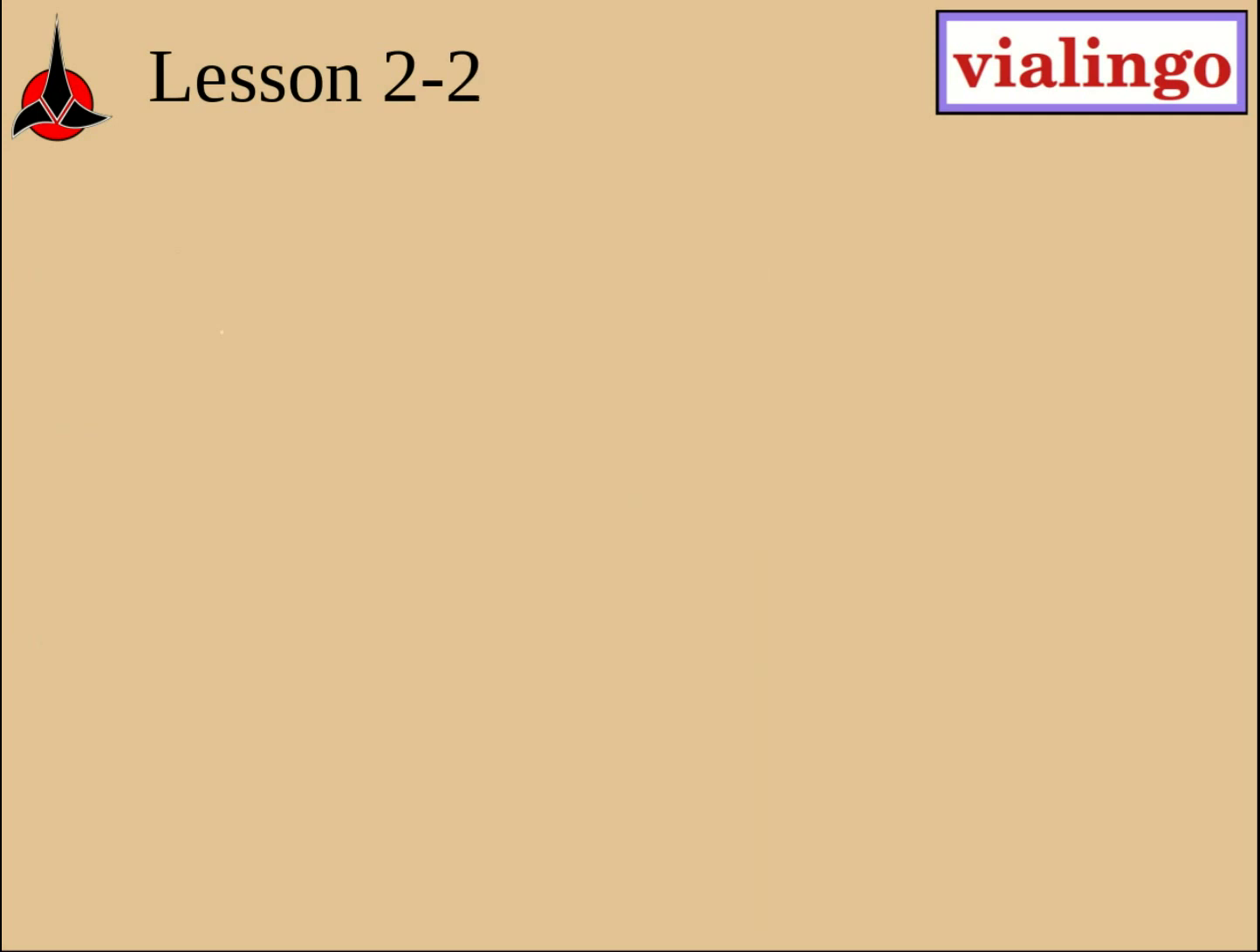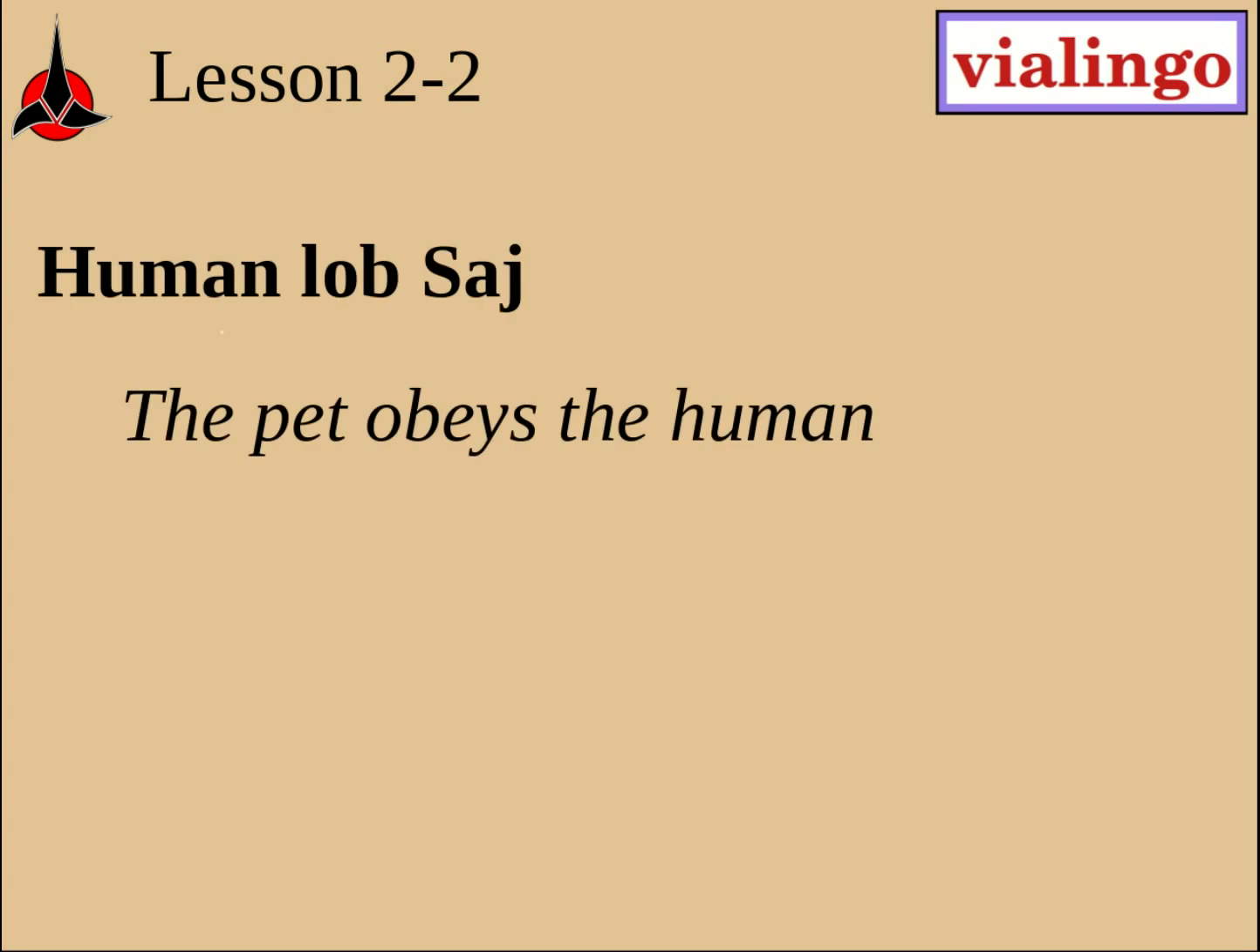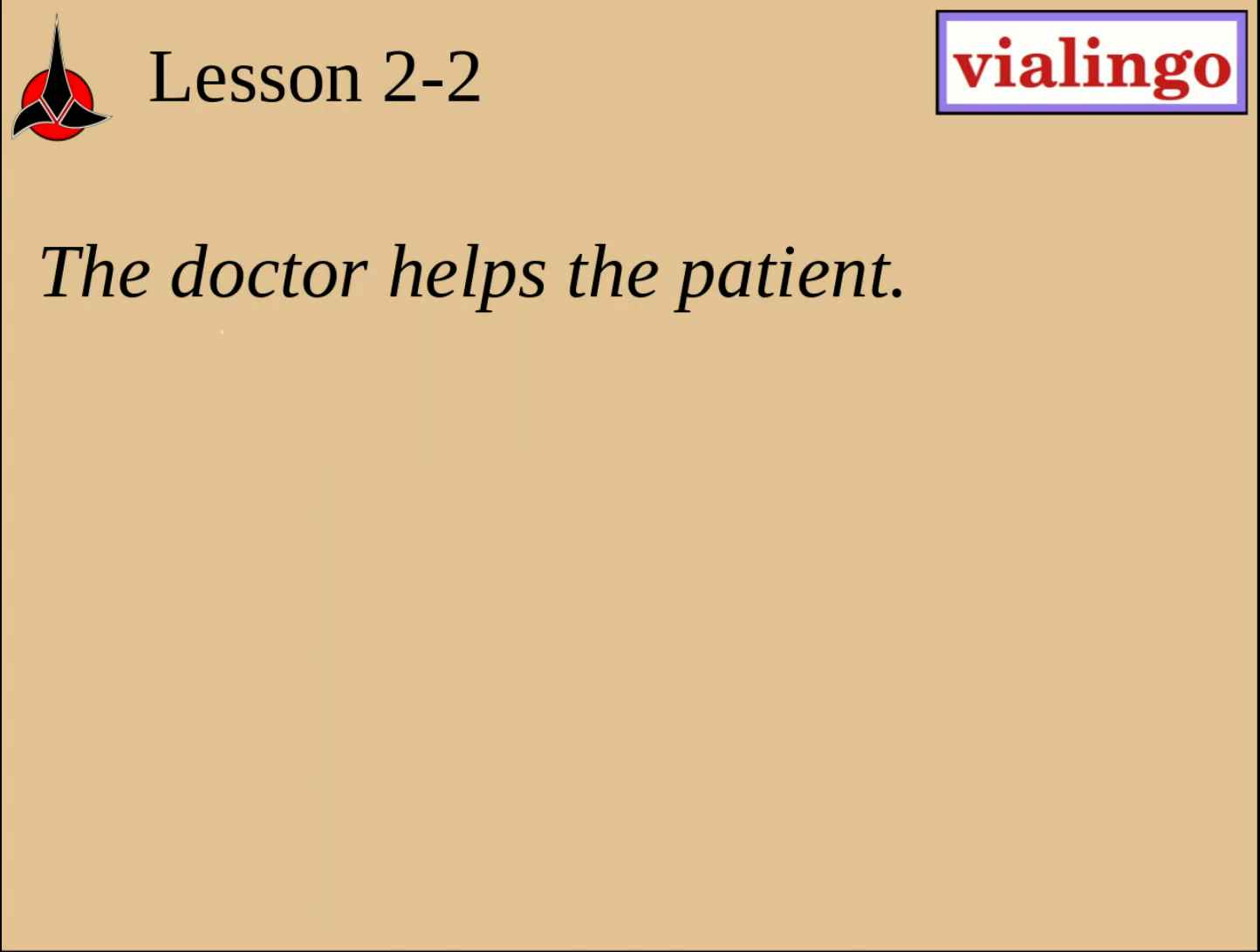In the previous lesson, you learned that Klingon sentences and English sentences often have the opposite word order. For example, whereas in English you say the pet obeys the human, in Klingon you literally say the human obeys the pet. In both languages it is absolutely clear that the pet is the one doing the obeying. The pet obeys the human is romuluSngan. How do you say the doctor helps the patient?